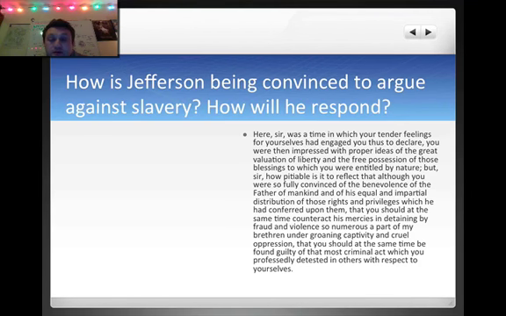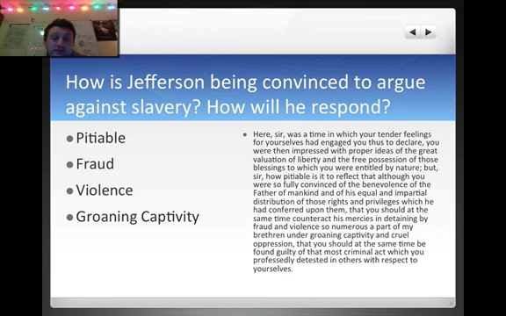All right. Hopefully some strong language jumped out at you. Let's take a look at some of the words that were being used here. Pitiable, fraud, violence, groaning captivity, guilty, most criminal act. Now all this language is being used to describe Jefferson's shameful participation in slavery.